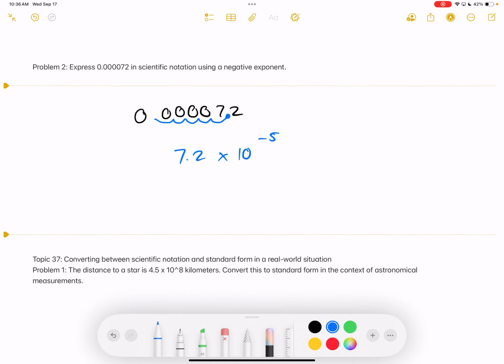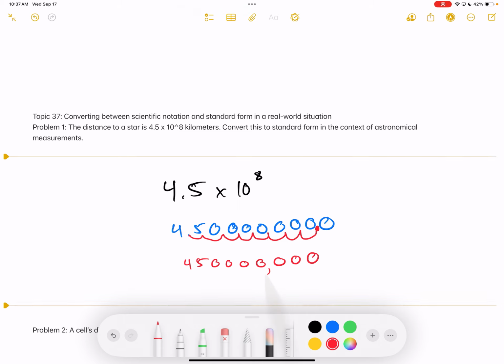So I'm going to put a bunch of zeros. I don't know how many I need yet. I start moving it. 1, 2, 3, 4, 5, 6, 7, 8. So there's my number. 1, 2, 3, 1, 2, 3. So what is that? Like 450 million. Okay. So this one's going bigger, so I put the decimals to the right.